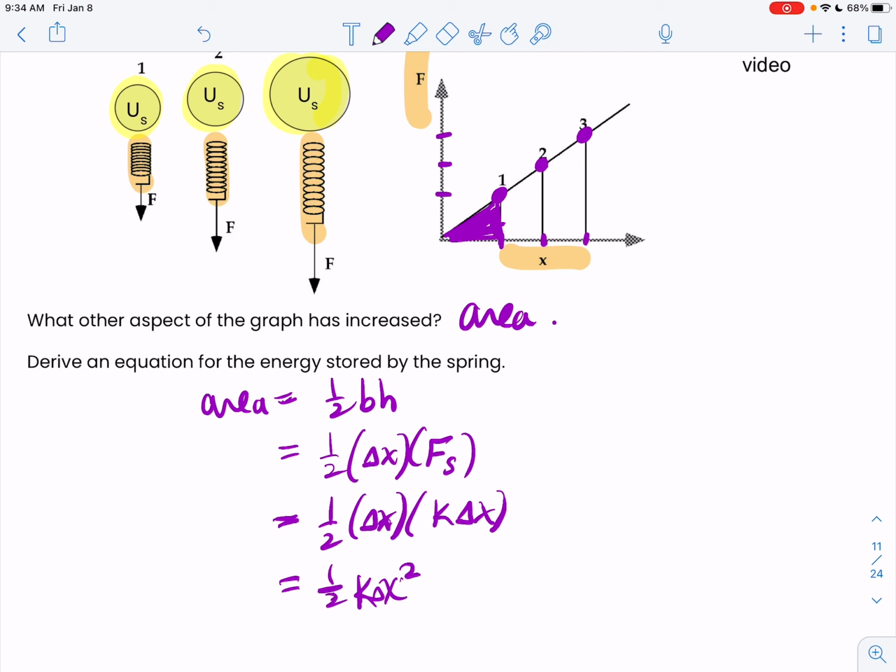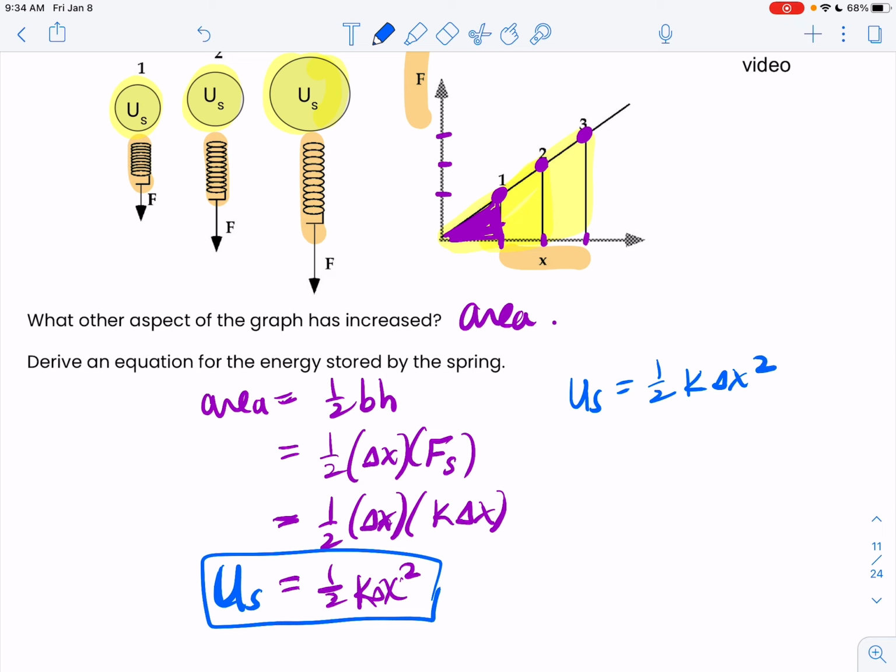And then since that is what is increasing here, that area is increasing, we're going to infer, and from the units, that this is the spring or elastic energy, okay? All right, so this elastic energy equation, 1/2 k delta x squared, okay, that's a new equation that you'll need to know. It's on the equation sheet.